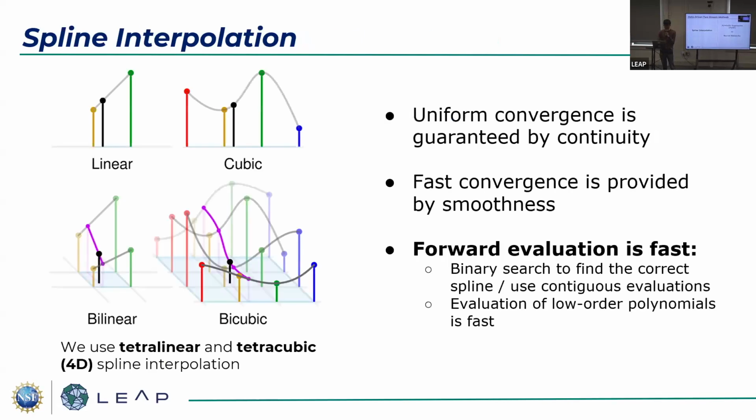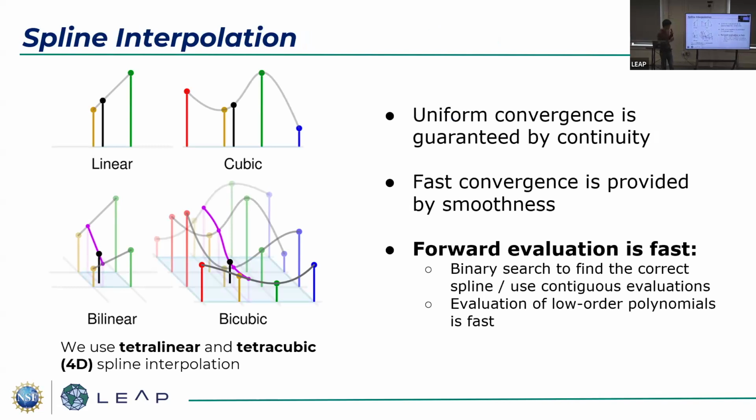So spline interpolation first. How we do this is somewhat simple. I mean, sure, all of you know about splines. So linear splines, you can do it in 2D, you get bilinear, bicubic, and what we are doing is basically a 4D spline, so tetralinear, tetracubic.